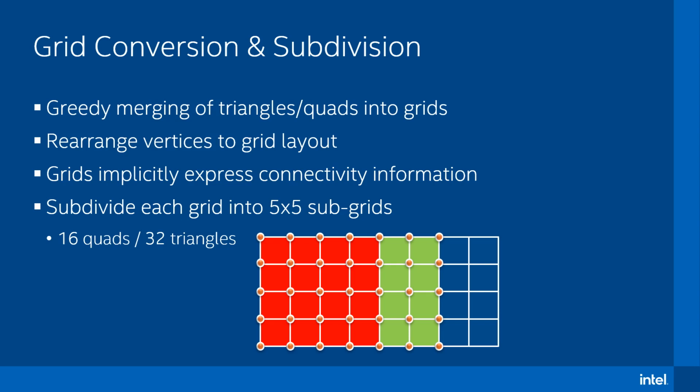We choose a subgrid size of 5 by 5 vertices, which corresponds to 16 quads or 32 triangles. It is worth mentioning that during the subgrid subdivision phase, we likely end up with partially filled subgrids at the border of the grid. In this little example here, a 7 by 5 grid is subdivided into two 5 by 5 subgrids, where one of those subgrids is only partially filled.